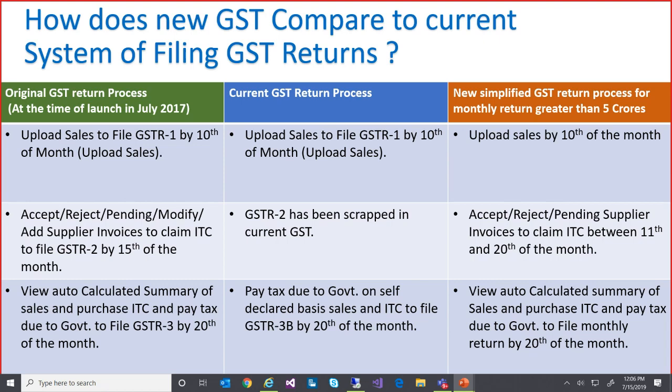So originally, every GSTR-1 has to be filed by the 10th of the month. The current process is the same. Still, you have to file the GSTR-1 by the 10th. And going forward, you have to upload your invoices by the 10th of the next month. So the difference is, currently if you are filing a return for a particular month, suppose April, you will upload only invoices till April. But going forward, you will upload invoices till the 10th of May. So that is the difference which will be there.